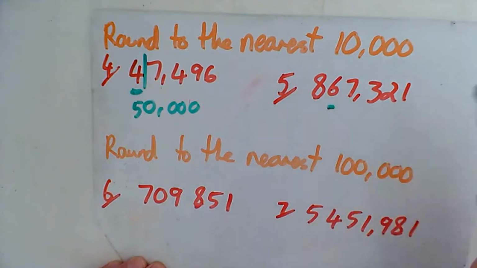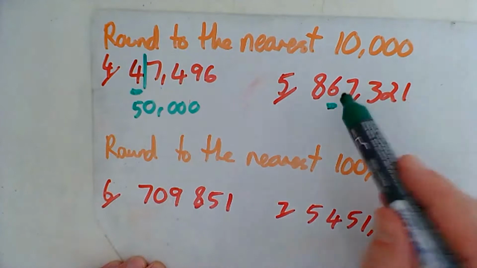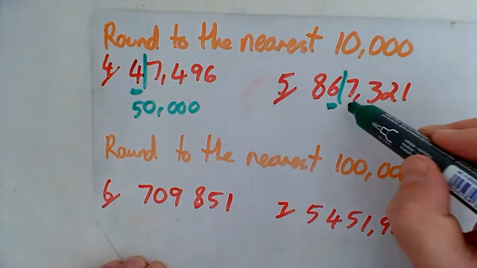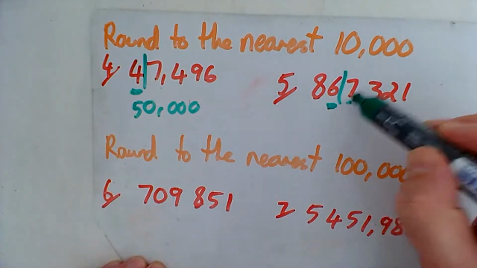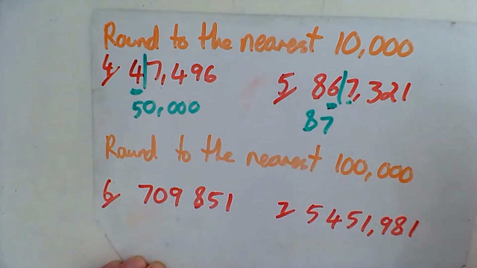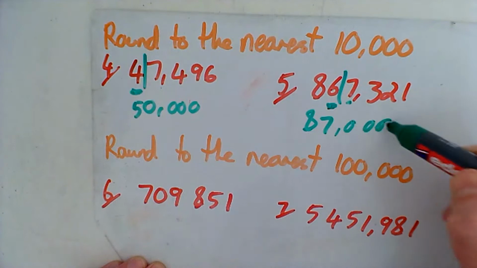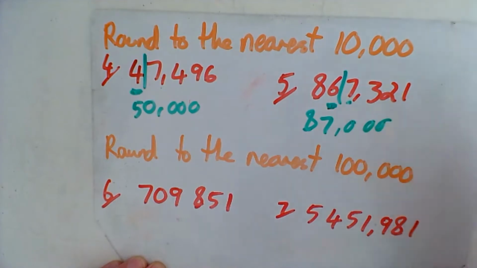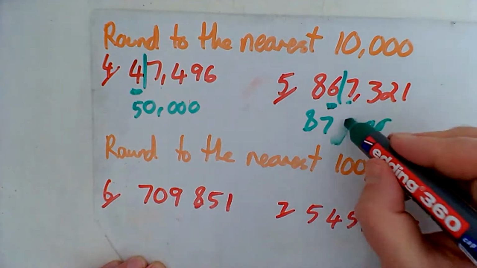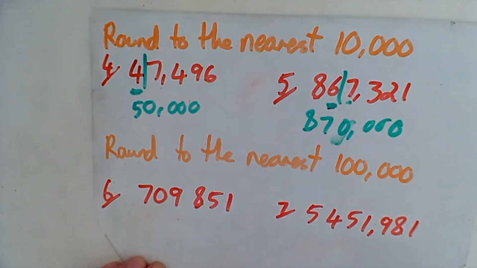Again, we've got 867,000. This is my tens of thousands, isn't it? These are my hundreds of thousands. So I put my line there. The 7 will turn that to 87,000. And all the others go here. Oh, hang on, I missed this. So 0 becomes a 0. So it becomes 870,000.